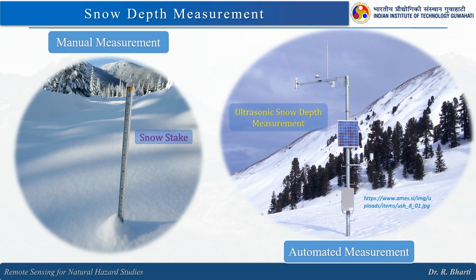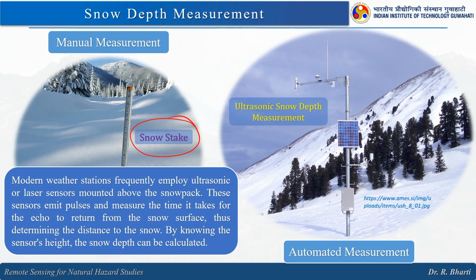Here you can see we call it snow stake, but with the advancement in the technology we are also using the ultrasonic or the laser sensors mounted over the snowpack. These sensors emit pulses and measure the time it takes for the echo to return from the snow surface, thus determining the distance to the snow. By knowing the sensor height, the snow depth can be calculated. So, as I mentioned, it will send the pulses, then it will reach the snow and then they will derive the change in the storage, right.